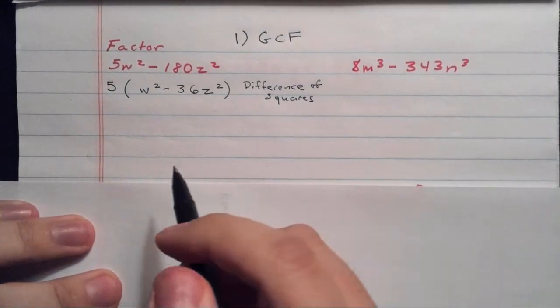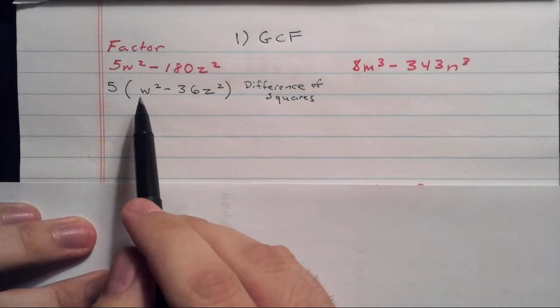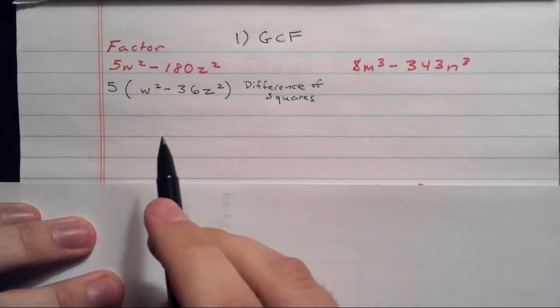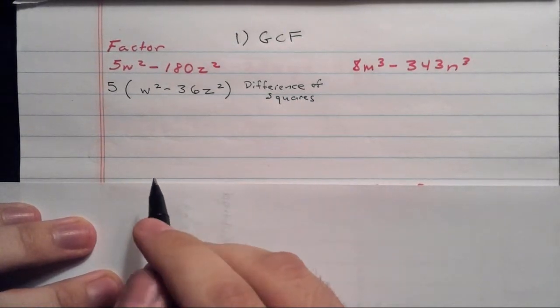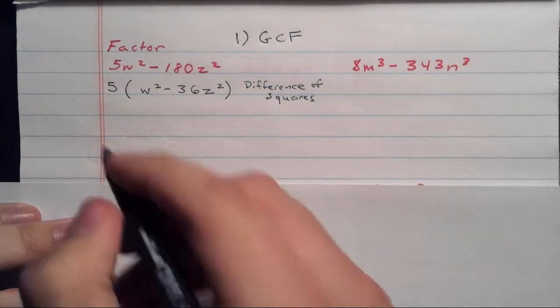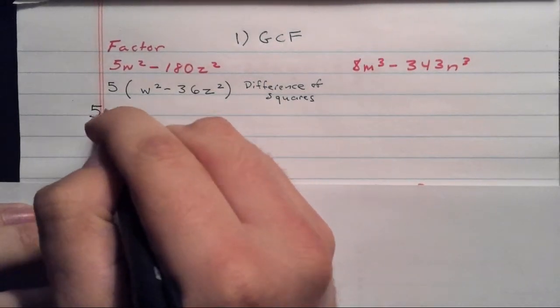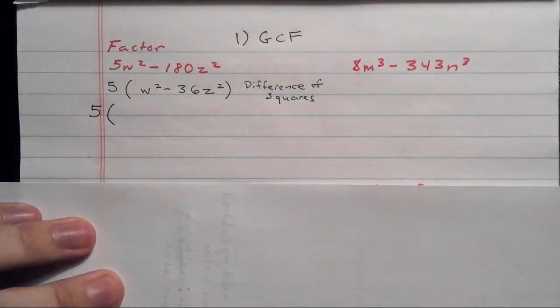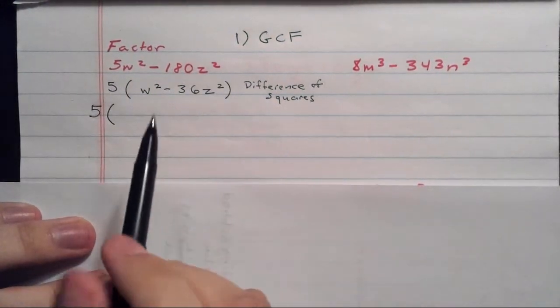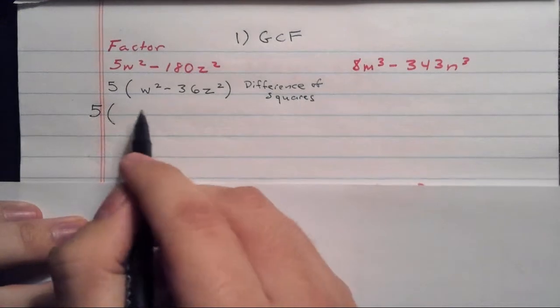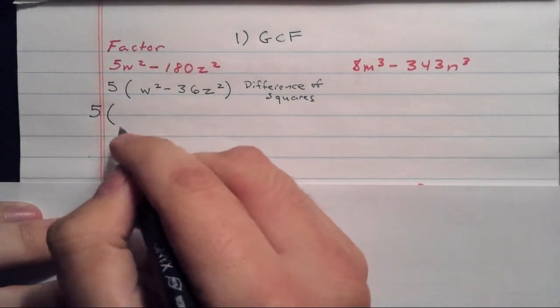What I need to figure out is what numbers do I square to get w squared and 36z squared. And I'm going to take those, once I will subtract them and once I will add them. So when I'm factoring this, I'm going to go ahead and bring down my 5 because that's a factor now. I know that's a factor of the original polynomial I started with. So w squared minus 36z squared.